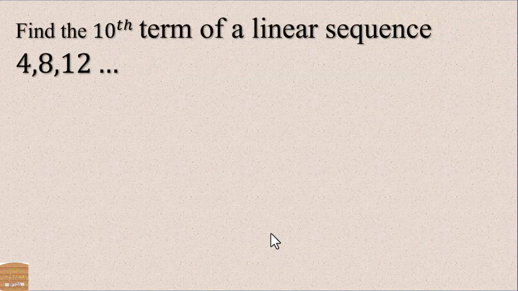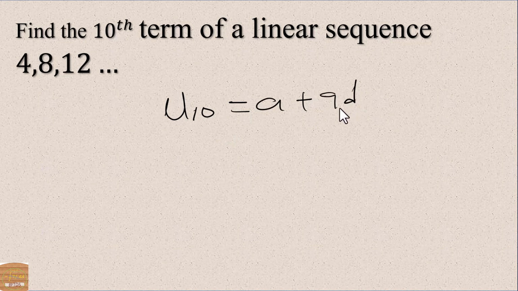Find the 10th term of a linear sequence: 4, 8, 12. So we have to find the 10th term, which is U10. And we said this will be a plus, so reduce the 10 by 1, so 9d. So that's the formula. Let's look at the sequence. We need a and d.